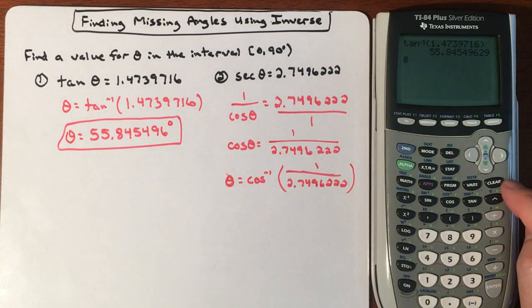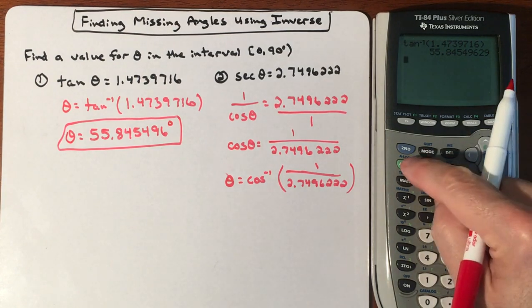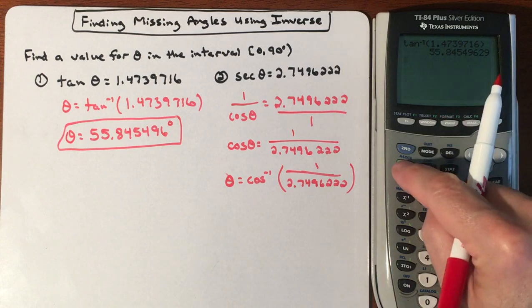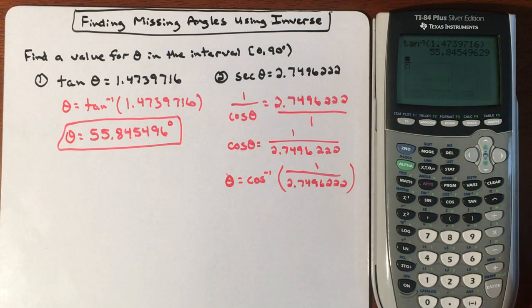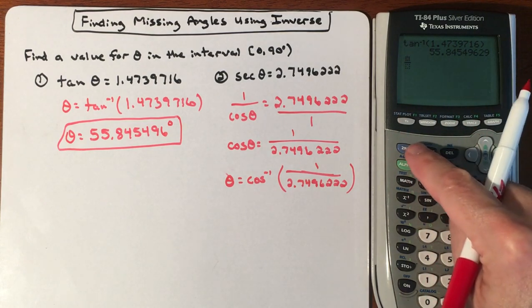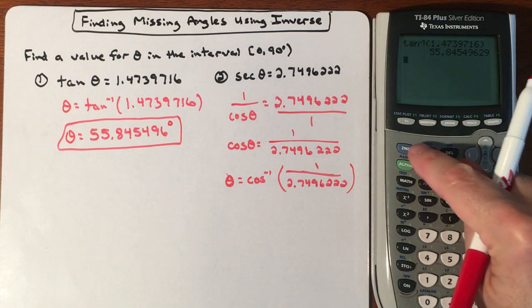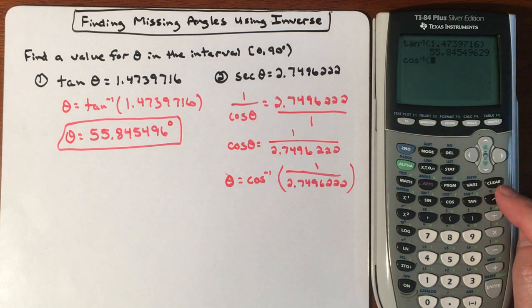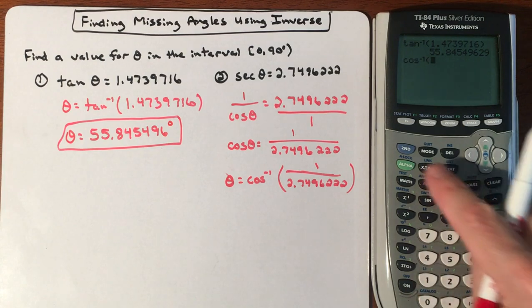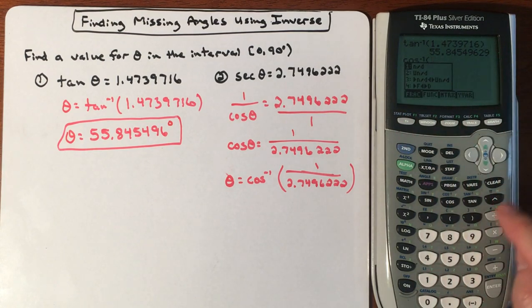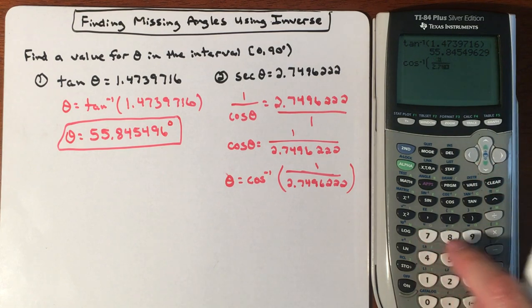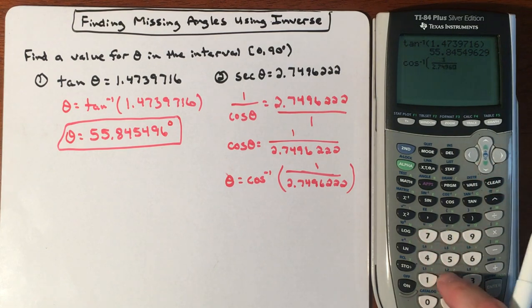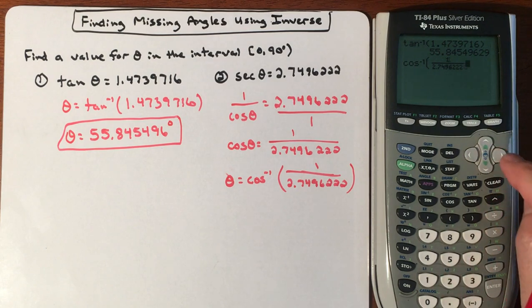All right, calculator time. Again, there's a nice fraction button on here. You can use division, but you can also go to this little F1 where we go alpha here, and then there's our fraction. So we're going to do our inverse cosine first. So inverse cosine, and then you can either just do 1 divided by, or you can do the fraction. Totally up to you. So 1 over 2.7496222. And then we'll close our parenthesis, let the calculator do its thing.